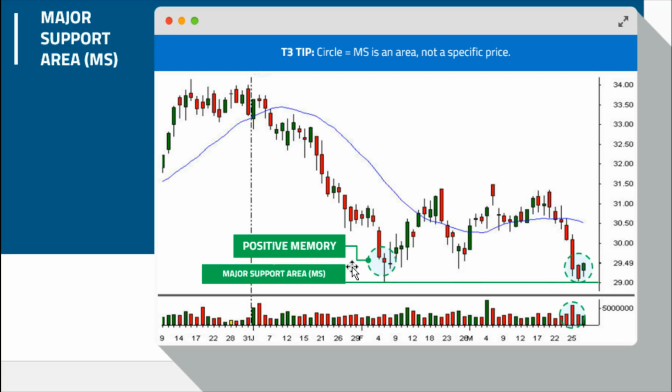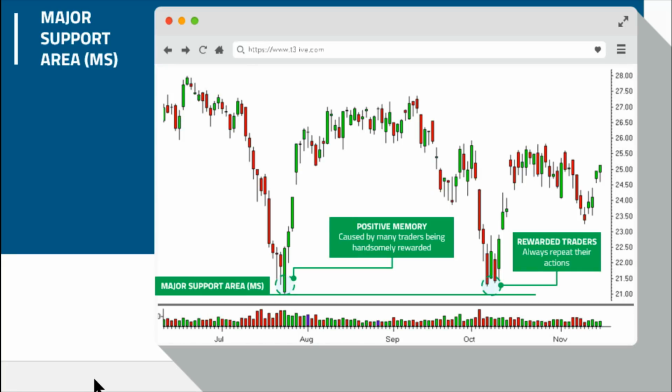Okay, positive memory, that's major support. When the stock comes back down, notice the spike in volume, had a professional gap up here, so that was okay to do. This is the daily chart. This is even a better chart because we had a severe sell-off, right, and a big rally, and the stock here fell really hard to that same area. Who wouldn't want to get rewarded again? It rallied from $21 to $27 and then back down to 21. So positive memory caused by many traders being handsomely rewarded. Rewarded traders always look to repeat their actions. Okay?